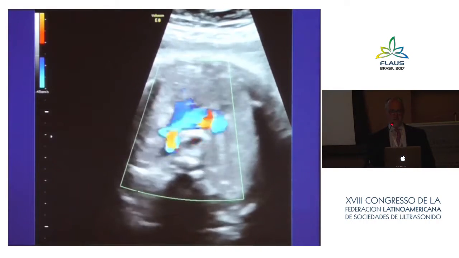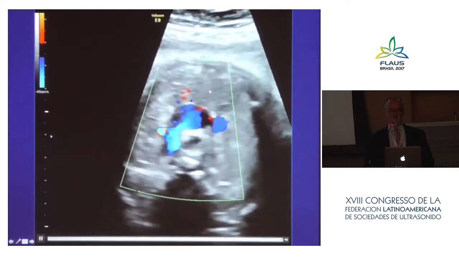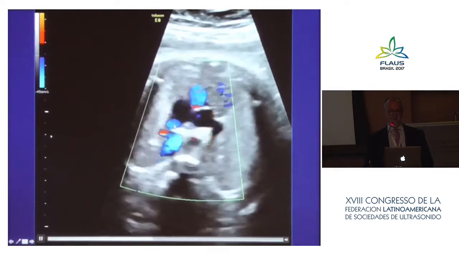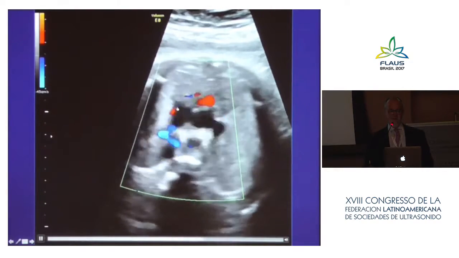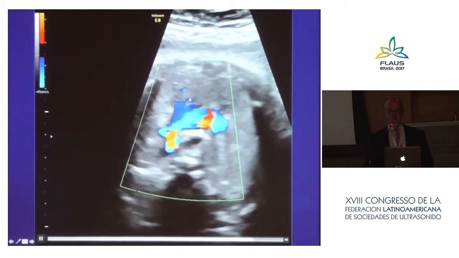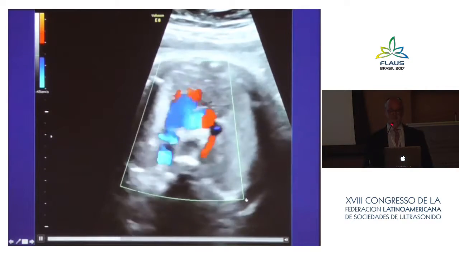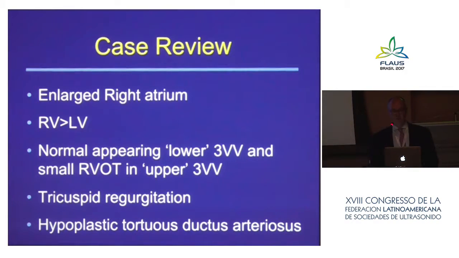I think I have a clip here that's going to help us. So this is kind of going through our three-vessel view and a little bit higher in the chest. You can see that the ductus arteriosus starts out fairly good size, but then it becomes very constricted as you get higher in the chest. So we have an enlarged right atrium, right ventricle is larger than the left. The three-vessel view lower in the chest appears fairly normal, but as we move up, it becomes a very small ductus arteriosus, part of the right ventricular outflow tract.